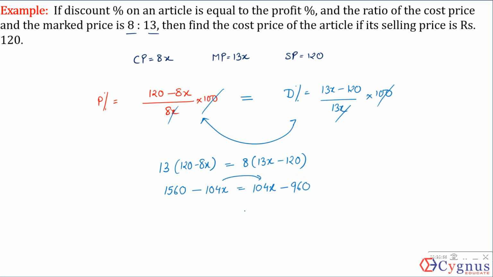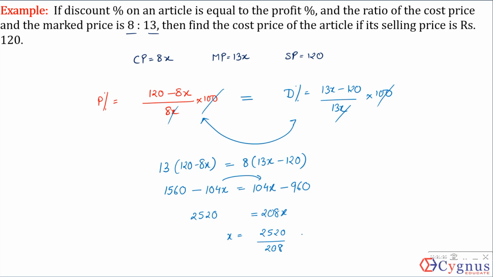This 104x comes on this side, 960 goes on that side. What do we get? 208x is equal to 960 comes on this side. That becomes 2520. Yes or no? So what's the value of x here? It's 2520 by 208.